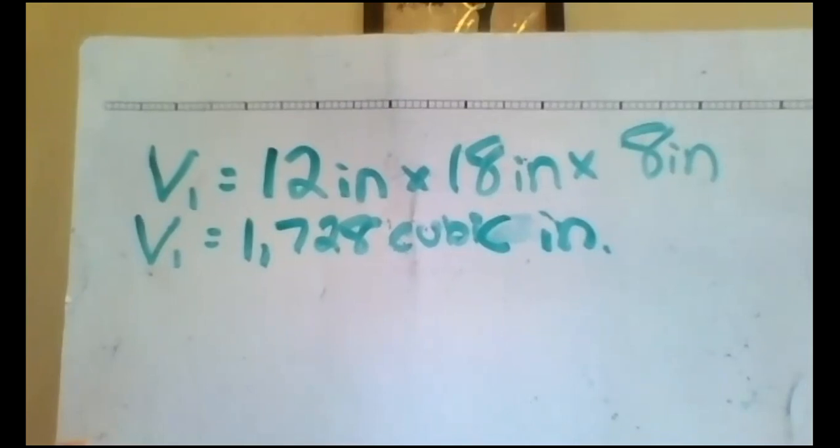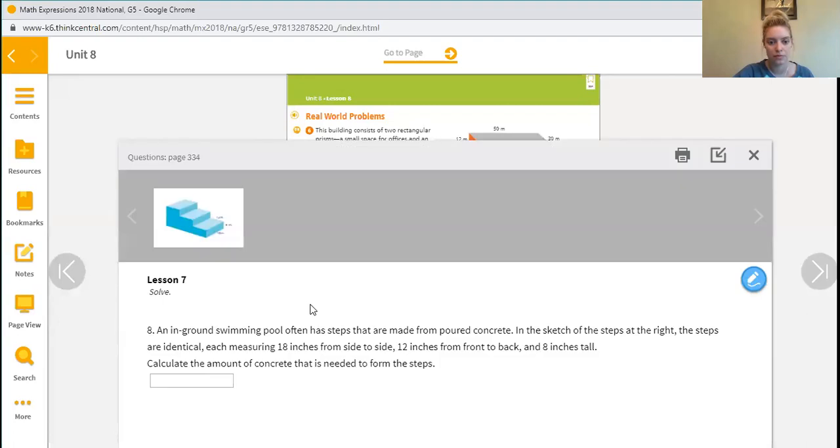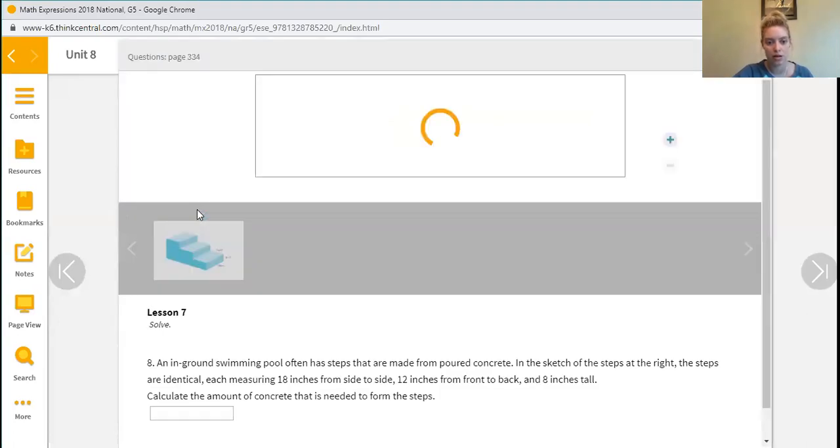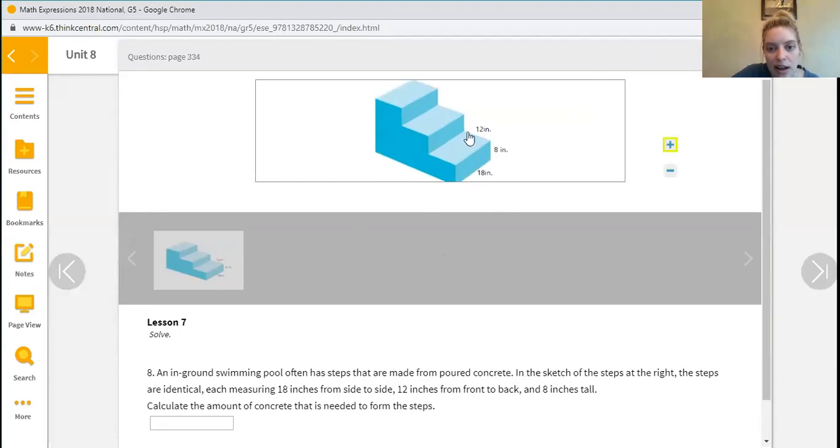Well, now I need to figure out V2 and V3. Well, some of you guys might be looking at that picture and go, Miss Simon, they don't give us any other lengths. But they did give us some information in the problem that's going to help us here. Let's go back to this problem. It says that these steps are identical, okay, which means that they are the same. So if I'm gonna blow up this picture a little bit, guys, so you can see.